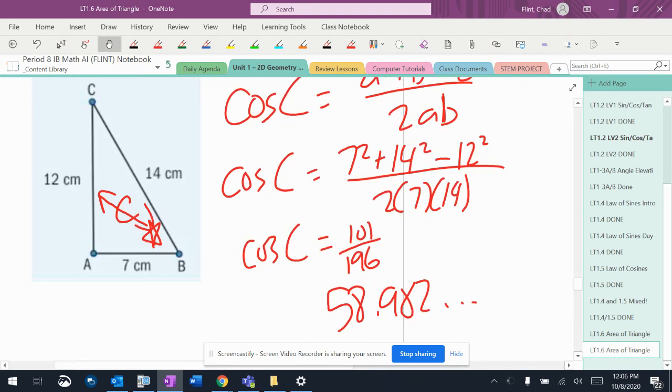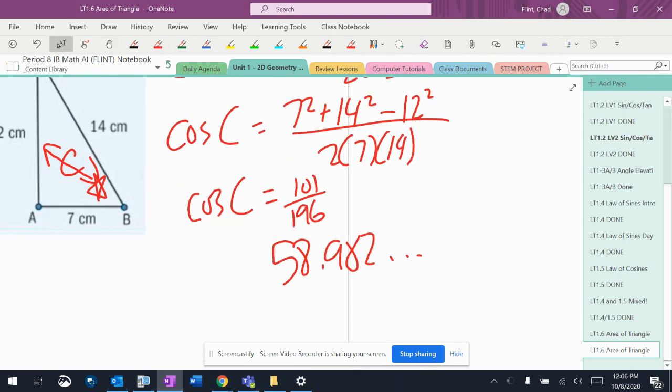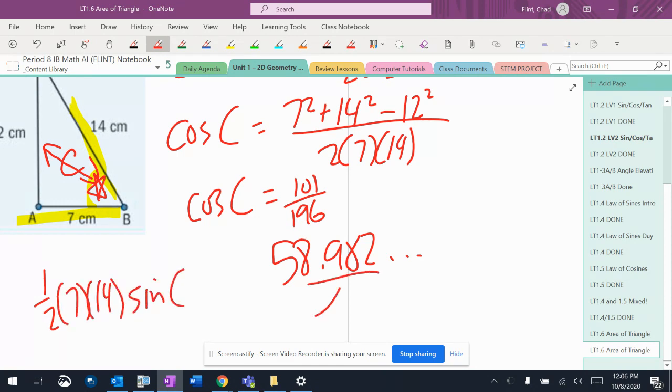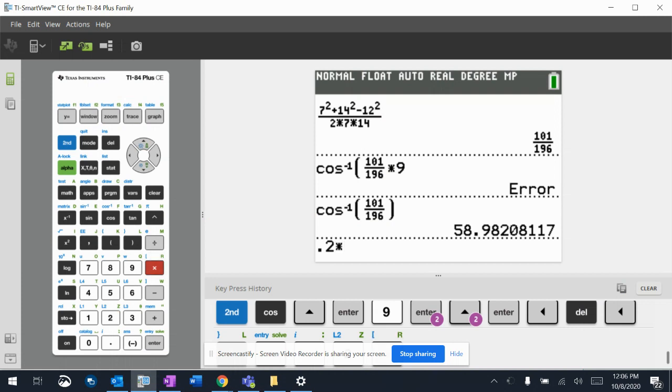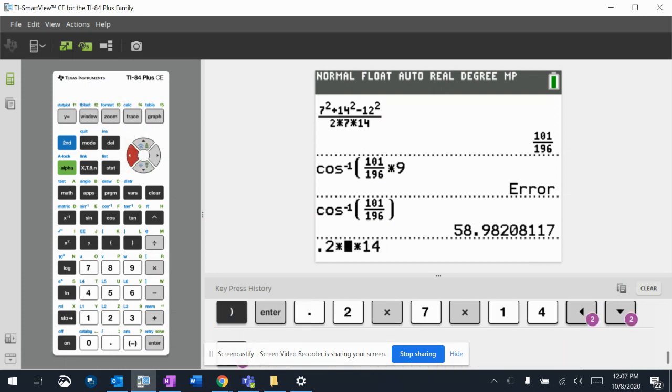Okay. That's my angle. So then my area would be side, angle, side. So it's going to be 1/2 times 7 times 14 times the sine of that angle. So that's going to go into the calculator. So 0.5 times 7 times 14, not 0.2. Let's make sure we get a 0.5 there.